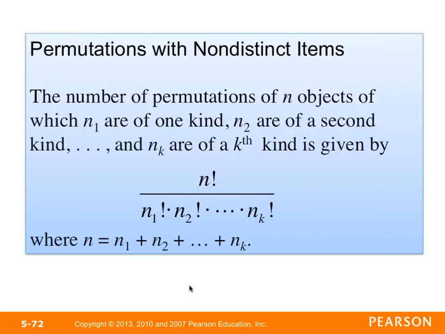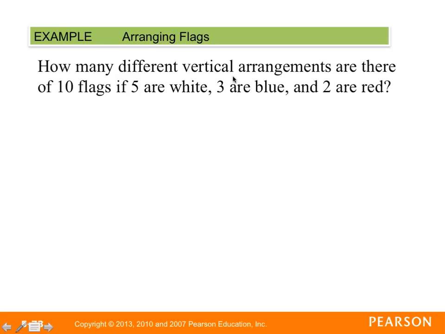We can also have permutations with non-distinct items. And if we have that, what we do is we take n factorial, where n is the number of objects, and we divide it by all of the duplicate objects. So if we look at this, for example, arranging flags is a really typical example of this. Also arranging letters in a word or arranging numbers in a phone number.